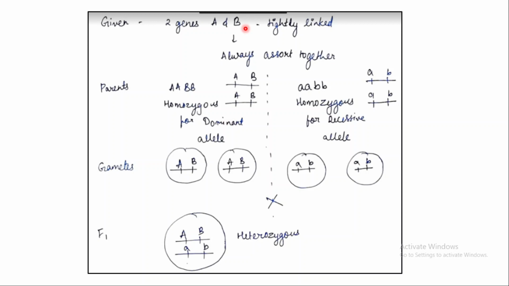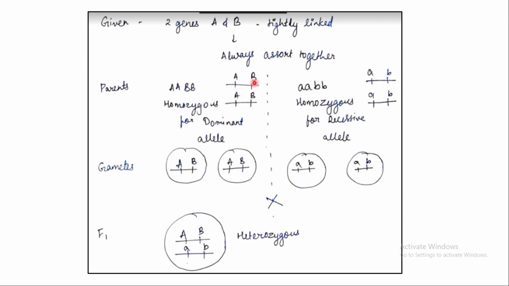Now the first given in the question is the parents. So one of the parents is homozygous for dominant alleles. So the genotype will be AABB. Do you agree with me? AABB. And the other parent is homozygous for recessive alleles, small aabb. Do you agree with me, guys? This is what is given in the question. Yes, good. Now we draw what are the gametes that will come from these parents.